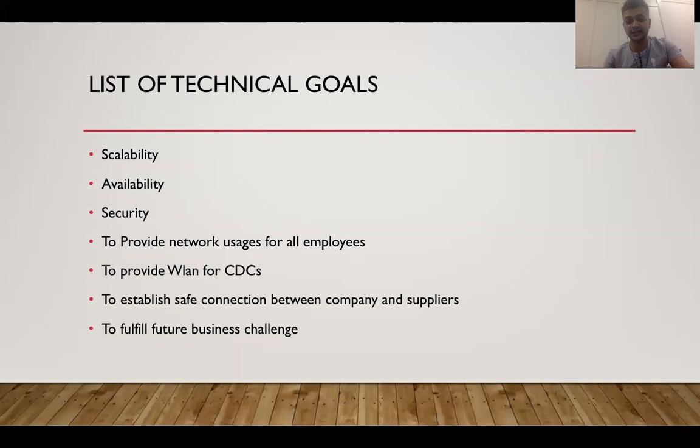Hence, strategy and technologies should be provided to manage the security of the network. All employees should be provided network usage. WLANs should be provided for CDCs to enable employees to use Wi-Fi connection. A WLAN controller is used here for authentication and authorization of Wi-Fi clients. So this gives a healthy established connection between company and supplier, which ultimately fulfills future business challenges.